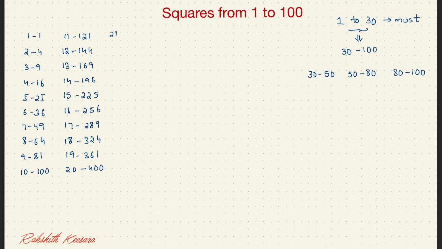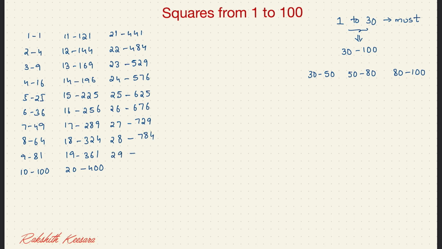Next 21, 441, 22, 484, 23, 529, 24, 576, 25, 625, 26, 676, 27, 729, 28, 784, 29, 841, and 30 it is 900.